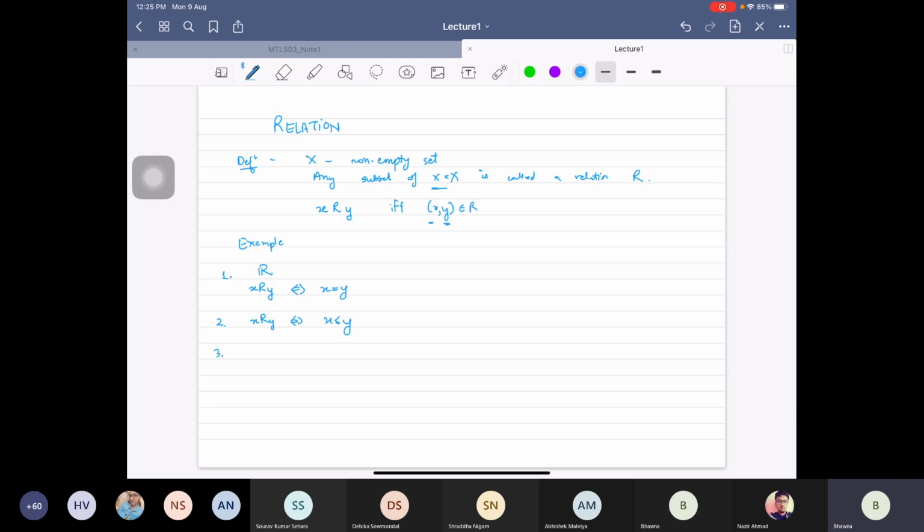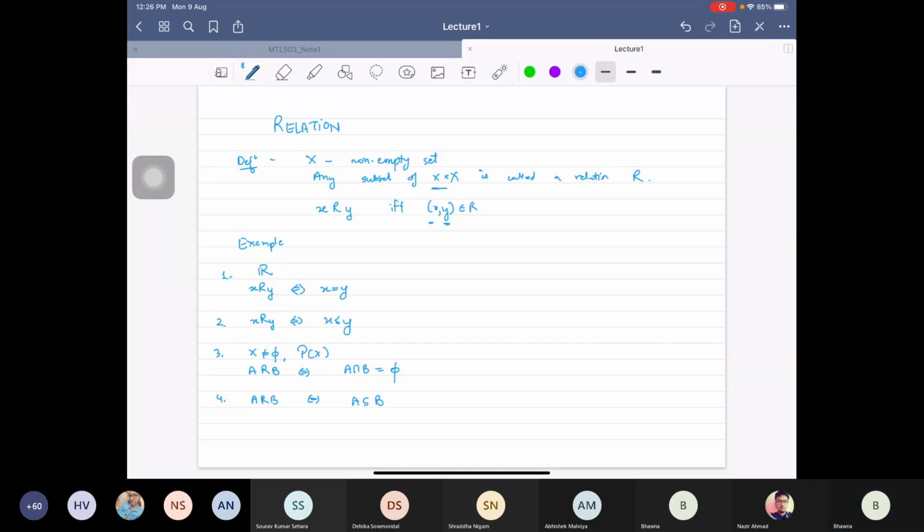I can give more examples. If I take a non-empty set X not equal to the empty set, I can take its power set. On its power set, I can define a relation. How? Let's suppose I take two subsets A and B. So I say A is related to B if and only if A intersection B is non-empty. This is also a valid relation. I can say that A is related to B if and only if A is contained in B. All these are valid relations.